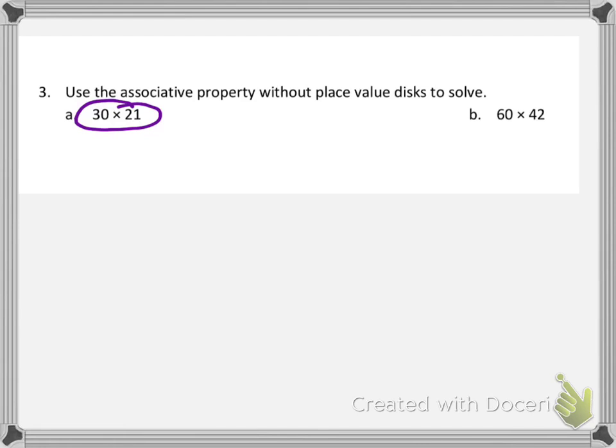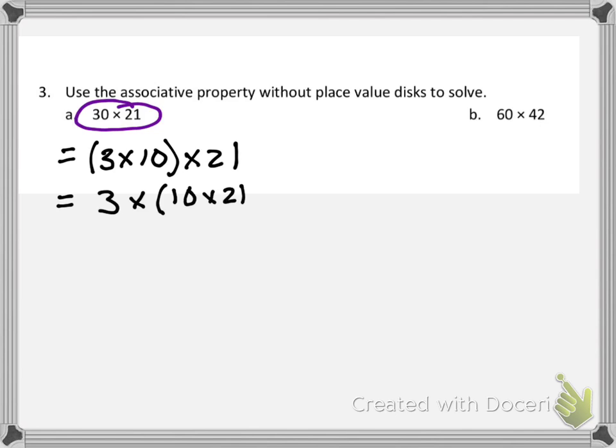Let's take 30 times 21. Let's take 30, and we're going to break that apart. We're going to do 3 times 10 times 21. All right, and then we want to use the associative property and mix it around. Let's take 3 out of there, and now put 10 times 21 together. All right, and now if we continue, let's bring down our 3 times, and 10 times 21, we get 210, and 210 times 3 is equal to 630.